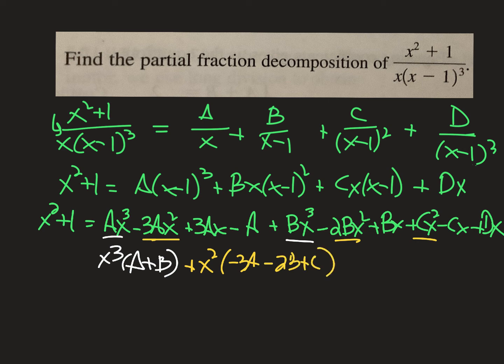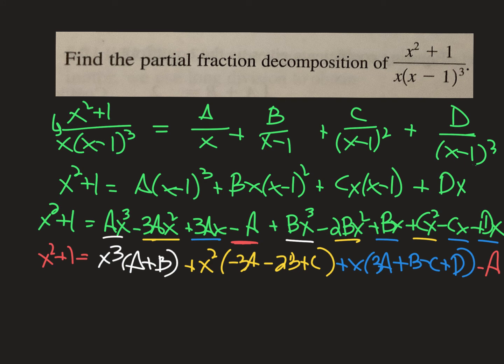I'm looking for my x's. About to run out of colors here. There's an x, there's an x, there's a bunch of x's. All right, so if I pull out the x, that's going to leave 3a plus b minus c plus d. That's a lot. And then I'm looking for a constant term. Let's see what I find. Constant term-wise, I'm seeing a negative a, and that's all. So I'm going to put a minus a at the end. And this still equals, of course, x squared plus 1.